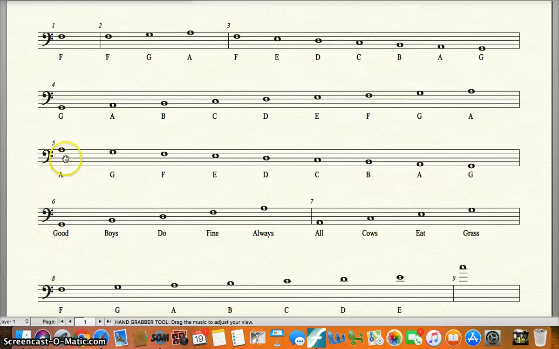Example 5 just shows as we go backwards, stepwise down the musical staff. The alphabet goes backwards from line to space to line to space, and so on. It's just backwards down the musical alphabet. A, back to G, back to F, to D, to C, to B, to A, to G.